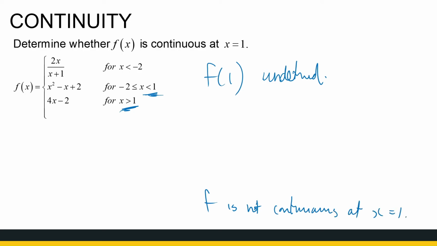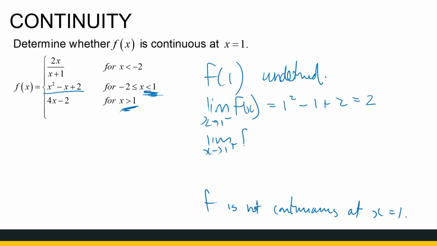But for the type of discontinuity, let's just see what happens if I look at the limit from the left and the limit from the right. It's not needed if I'm simply testing for continuity, but we want to look at what type of discontinuity this is. So as x approaches 1 from the negative side, it's values of x smaller than 1, so we've got 1 squared minus 1 plus 2, so that gives me the value 2. The limit as x approaches 1 from the positive side of this function, larger than 1, so it's 4 times 1 minus 2. That's also 2. So the limit does exist. So the limit as x approaches 1 of f of x is equal to 2.